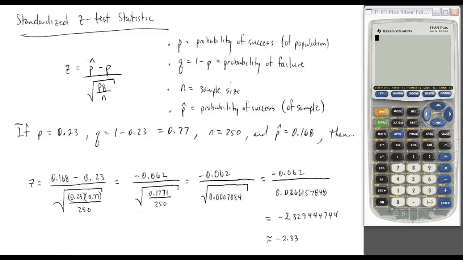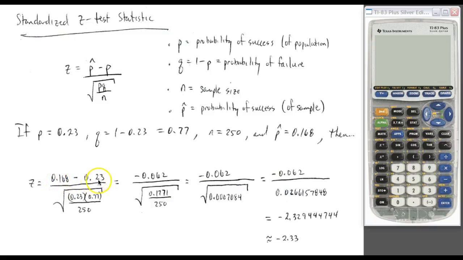And you see that I've done this by hand. You see how this is done by hand, but what I want to do is make sure that you know how to type this in correctly into your calculator without having to do 5 or 6 steps to do it.